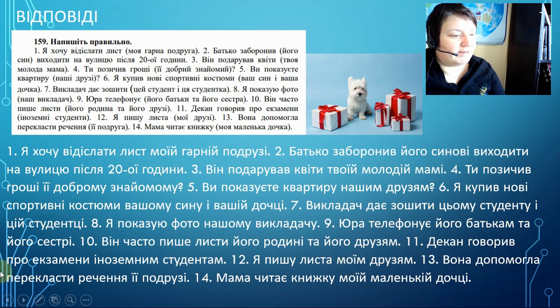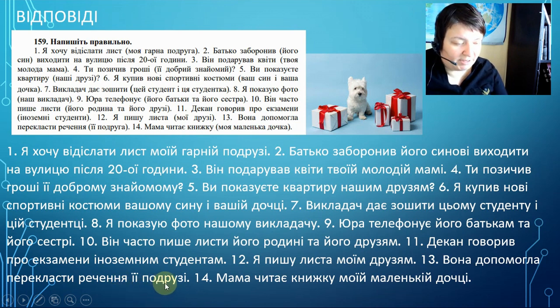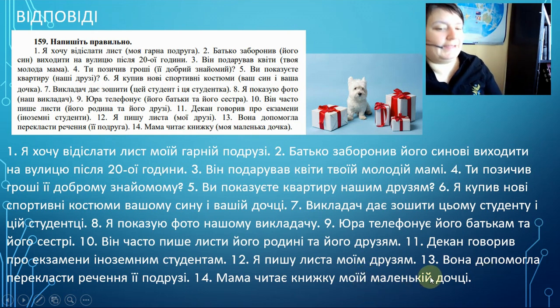Вона допомогла перекласти речення її подрузі. She helped to translate sentences to her friend, female friend. It's grammatical feminine, dative. Мама читає книжку моїй маленькій дочці. Mother is reading a book to my little daughter. Maybe my mother, I don't know. Моїй маленькій дочці. Grammatical feminine, dative.